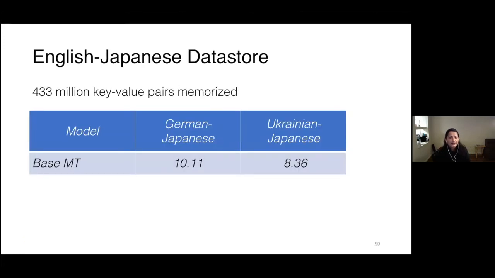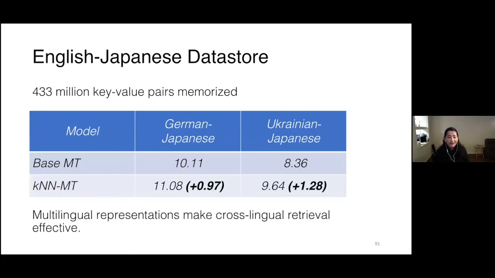Okay, so to test this idea, we designed an experiment where we use only the English-Japanese data store and evaluate performance for German and Ukrainian translating into Japanese. And we find that using just the English source data, we get large improvements in translation performance for these language pairs that don't include English. And this shows us that transfer across languages from training a multilingual model can actually make cross-lingual retrieval really effective as well.